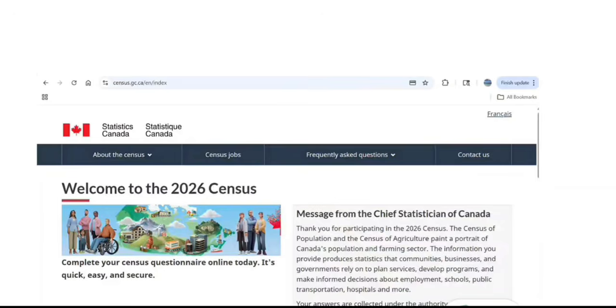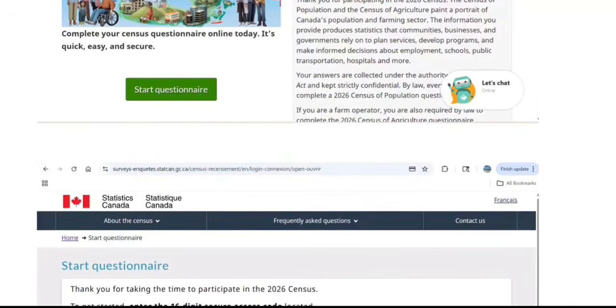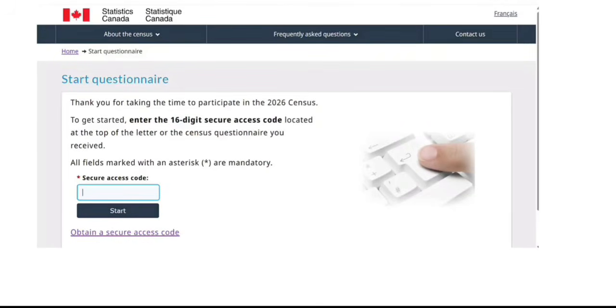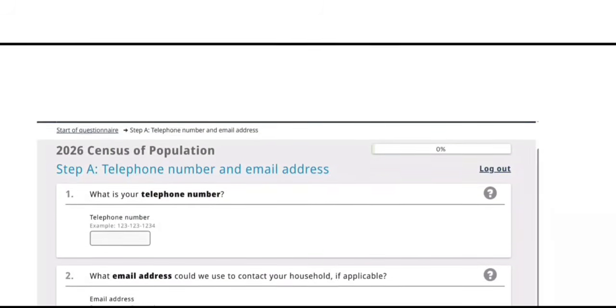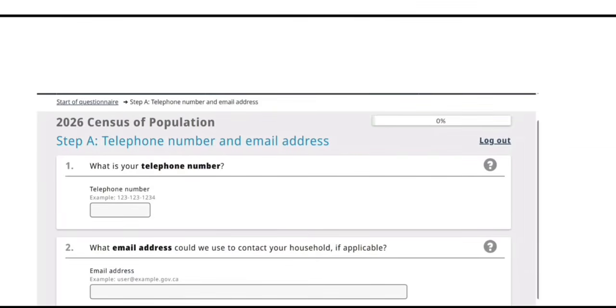Okay, so when you go to census.gc.ca, this is the first screen you will see. Click on start questionnaire. So the moment you click on start questionnaire, it goes to a different URL, but still it's under Statistics Canada, and it asks for the access code. Now this access code you will find in the letter that you have received from Statistics Canada. So put that in, and that is specific to your address. So don't share it with others, or do not use someone else's access code.